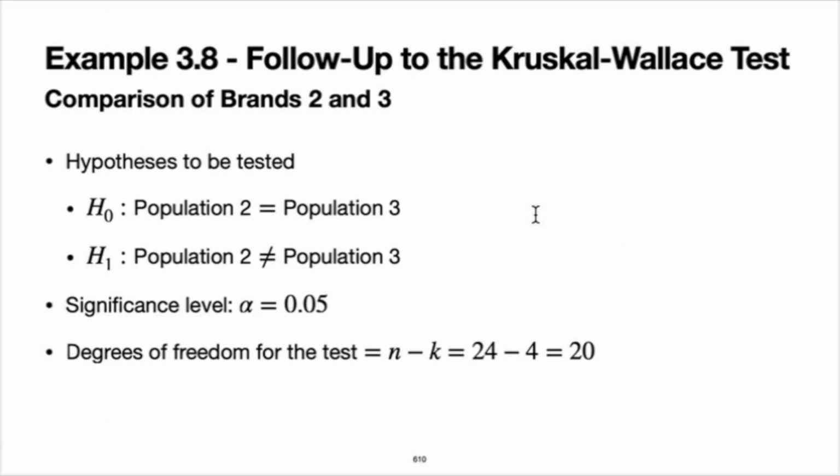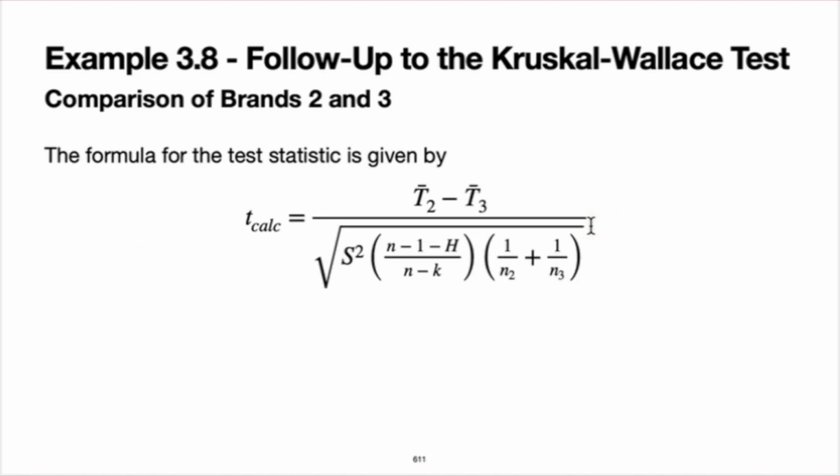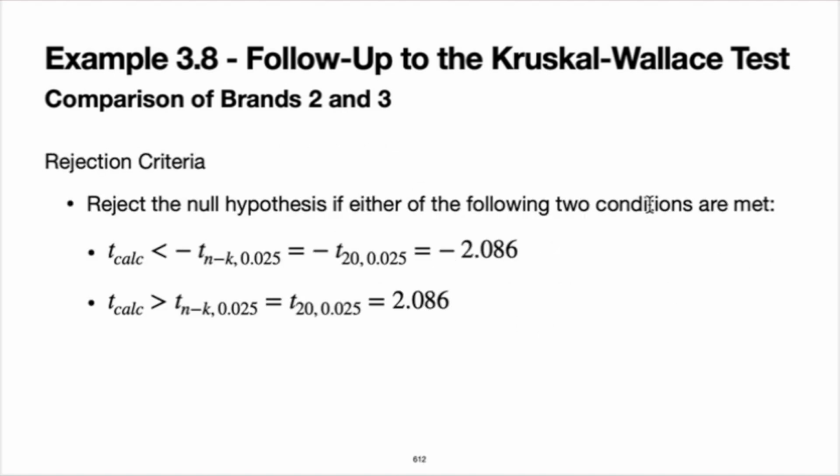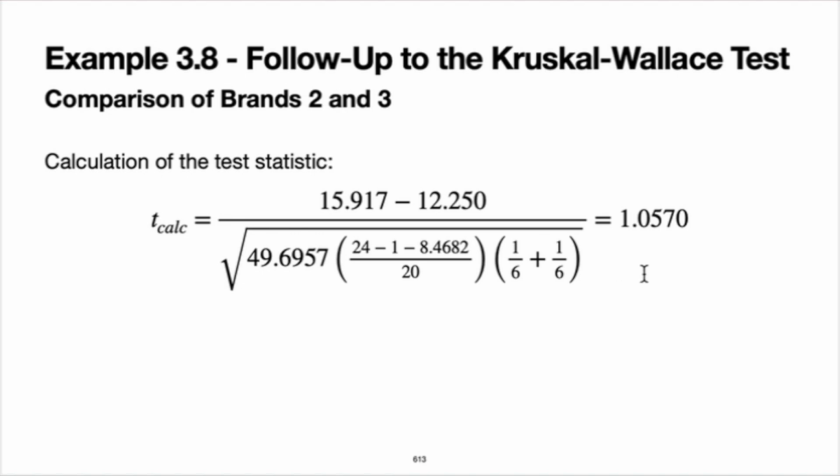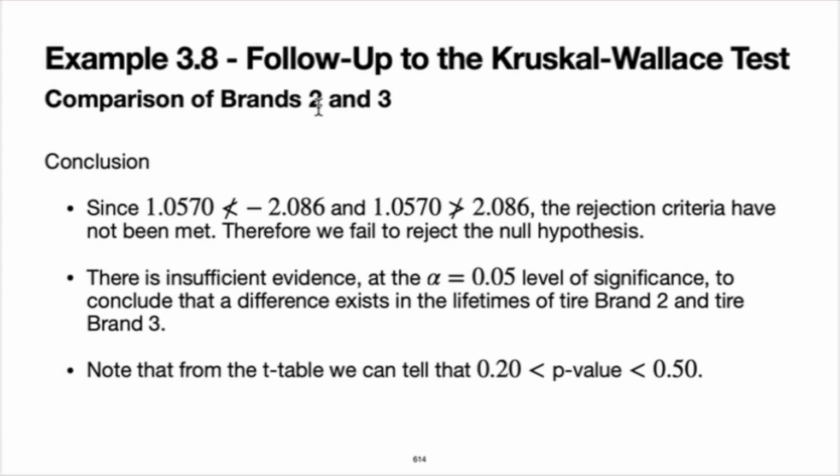Okay, the next pairwise comparison is a comparison of brands 2 and 3. So I've got the hypotheses laid out here. I've got the formula for the test statistic that I'm going to use. We're going to use the same rejection criteria. And then we plug in the value for the test statistic. And so for this comparison, the test statistic is 1.0570. That is not less than the lower critical point, and it's not greater than the upper critical point. And so the rejection criteria have not been met, and so we fail to reject the null hypothesis.